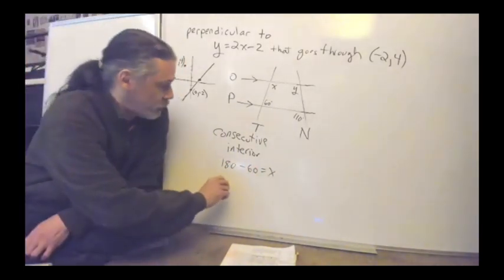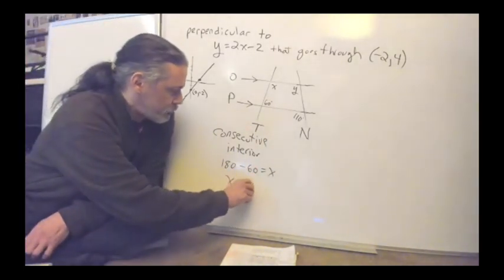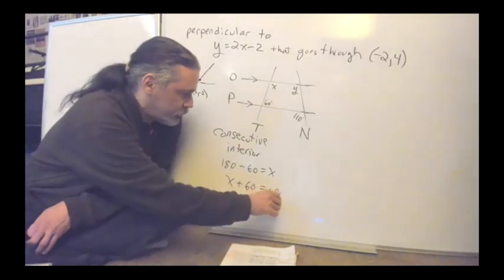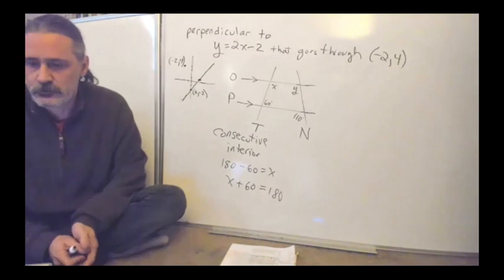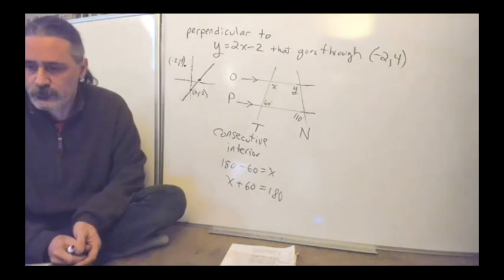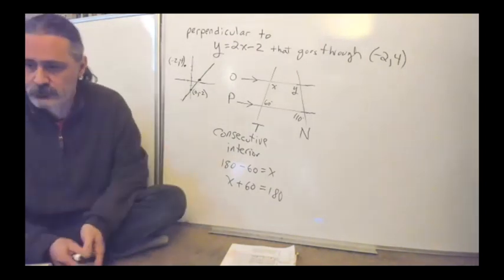You could also solve this equation. The two angles add to be 180, which is really what you're doing when you subtract 60. You're just skipping the step of writing the equation.